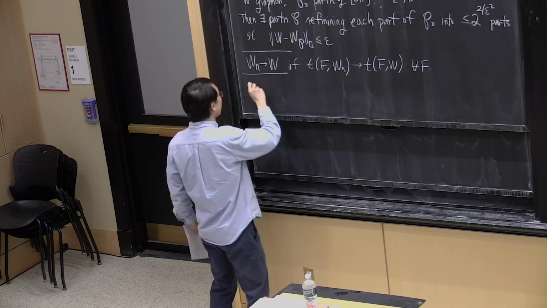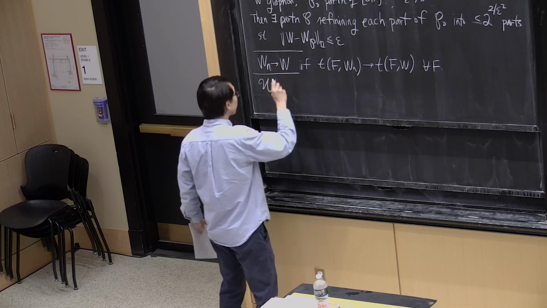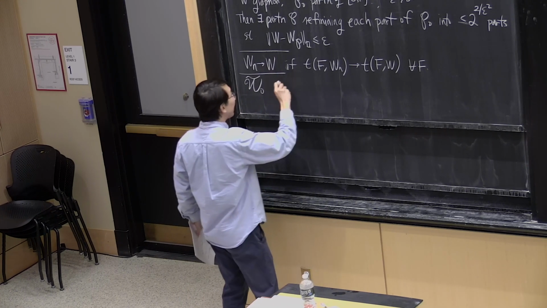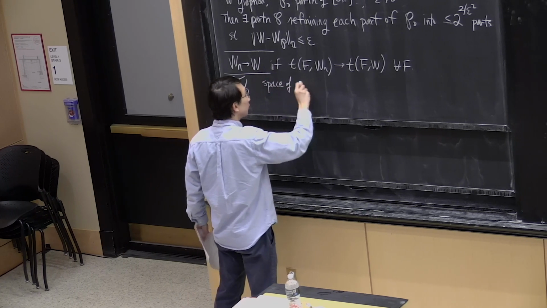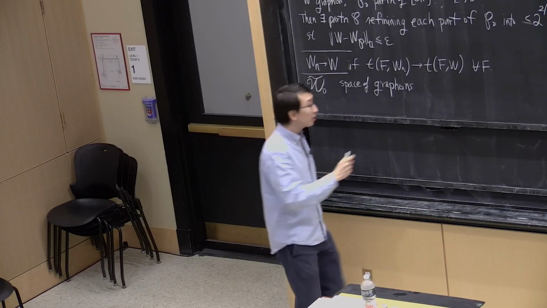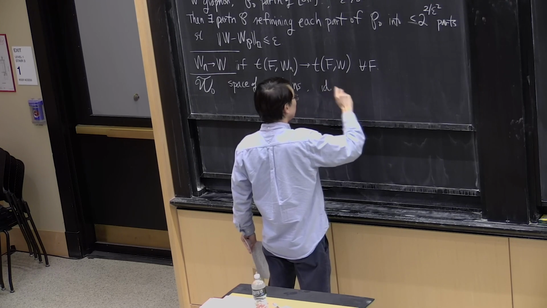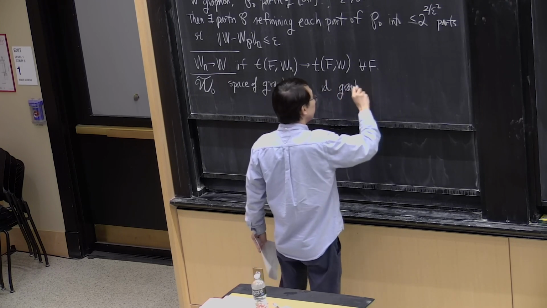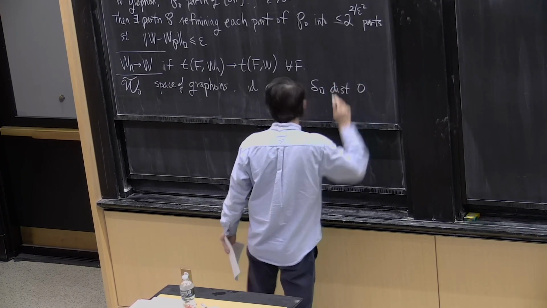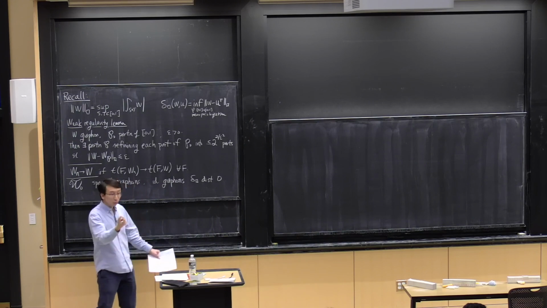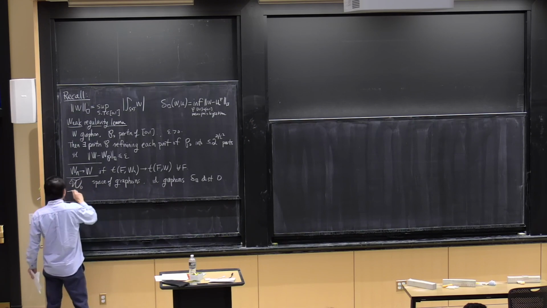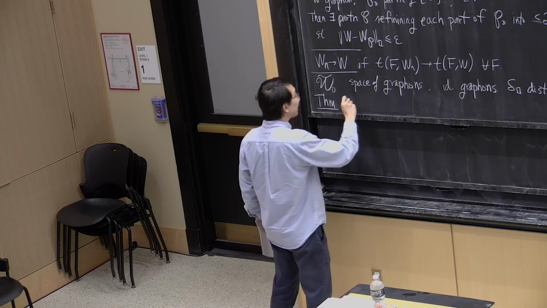So remember what compactness says. I start with this space W tilde, which is the space of graphons, where I identify graphons that have distance 0. If they have cut distance 0, then I refer to them as the same point. So this is now a metric space. And the theorem is that this space is compact.